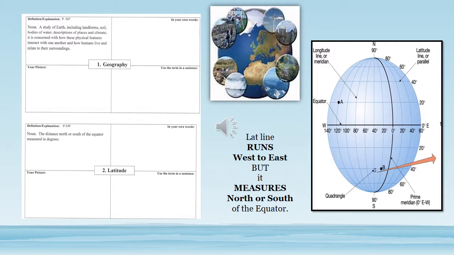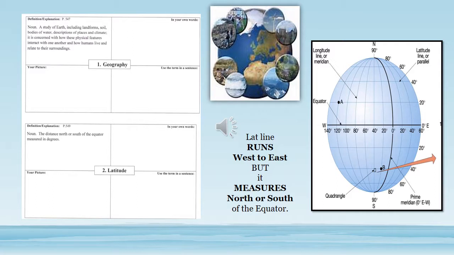Okay, now let's move to our second word, latitude. What a delicious word, latitude. Now, as you see, I have on here our lat lines, as you can see from the visual, run west to east. You see right there, the lat line is running west to east, right there at 0 degrees. That's the equator right there at 0 degrees.